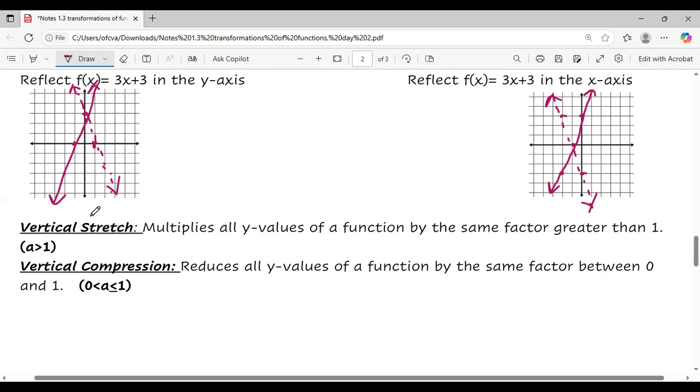So a vertical stretch is going to multiply all your y values of a function by the same factor greater than 1. So when a is greater than 1, you have a stretch. That's all that means. And it affects your y values. When you have a compression, you have a value of a that's between 0 and 1. And that's going to reduce all of your y values by the same factor.